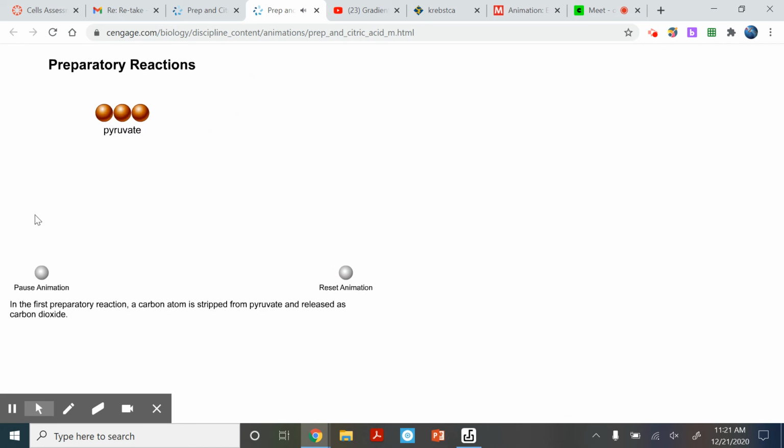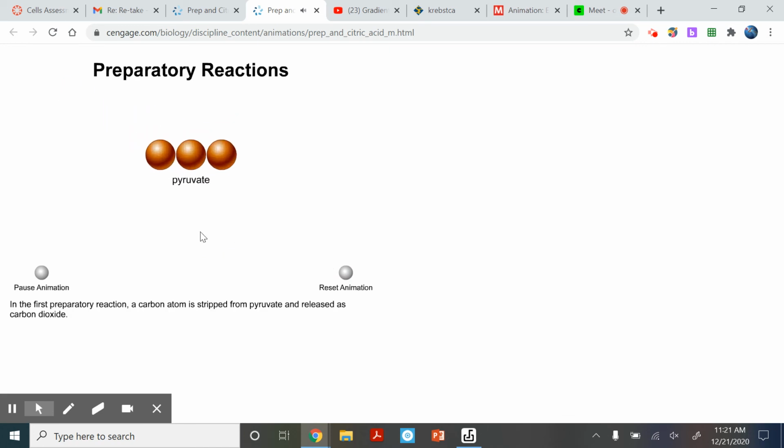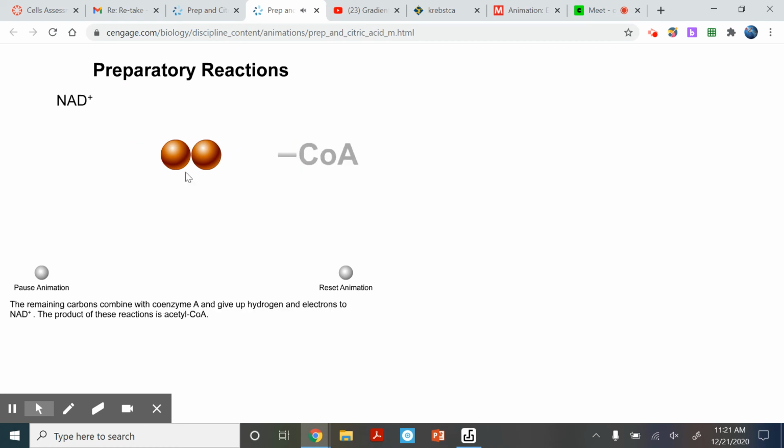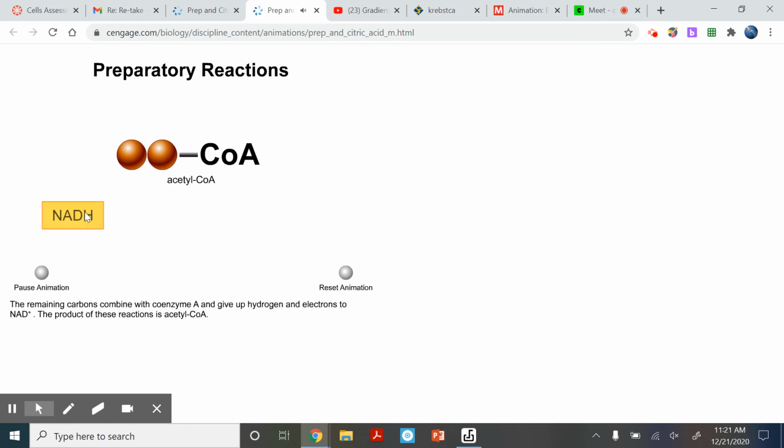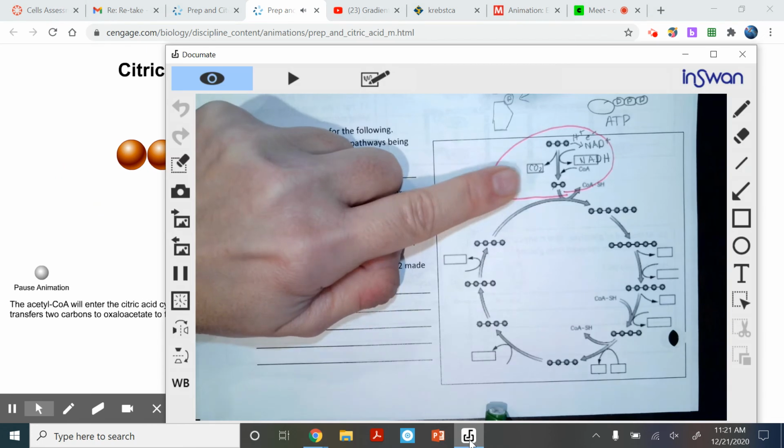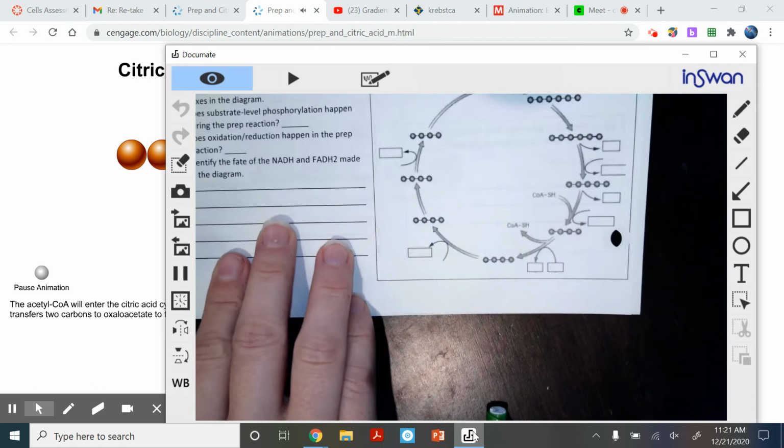So this is called the preparatory reaction. There's our pyruvate. So watch what's going to happen. Off goes a carbon. Pull off. So we're going to say it's getting oxidized and NAD plus just got reduced. Okay, simple deal. And all that was happening just right there.